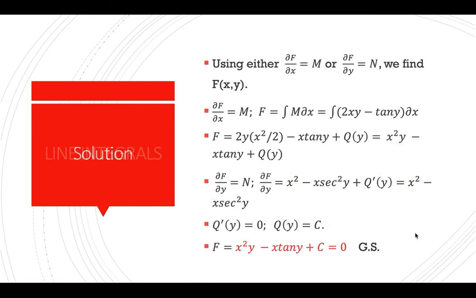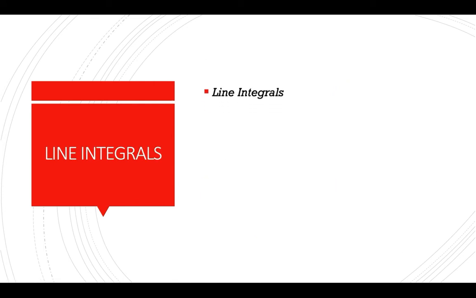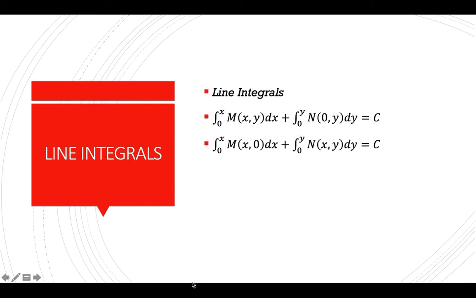Okay, the second method is using the line integral. So we have two versions. This is the first form. We integrate from 0 to x the function M(x,y) dx, and then integrate from 0 to y the function N(0,y). So from N(x,y) you substitute x equals 0, and the resulting function will be your N of (0,y).